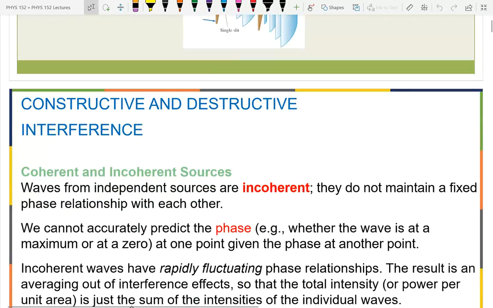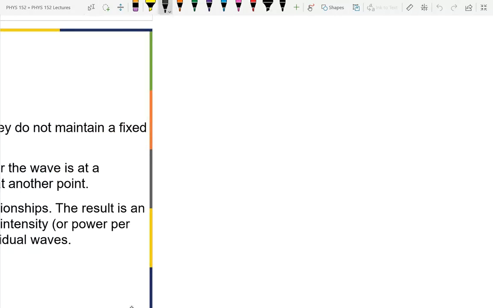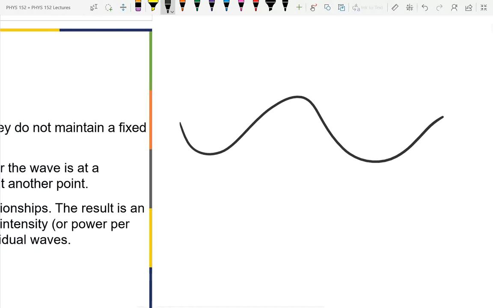All right. First thing we have to understand is constructive and destructive interference. Now, we've actually talked about this already when we talked about sound waves. We talked about constructive and destructive interference. If I have 2 waves, there's one wave, there's another wave, and they're in the same location.